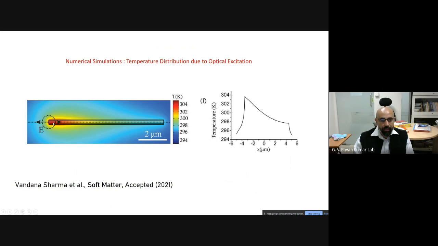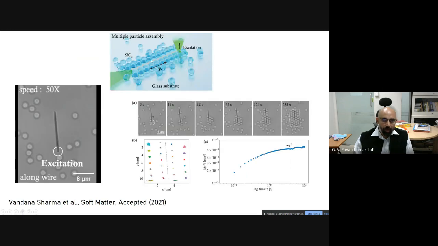Importantly, you see that the excitation here is along the wire, and I'll show you in a few minutes that once you change the polarization to perpendicular excitation, the dynamics changes a little bit, which is also an interesting handle to assemble these colloids. So until now, I am talking about single colloid dynamics. What happens if you increase the concentration of the colloids and look at multiple particle assembly?